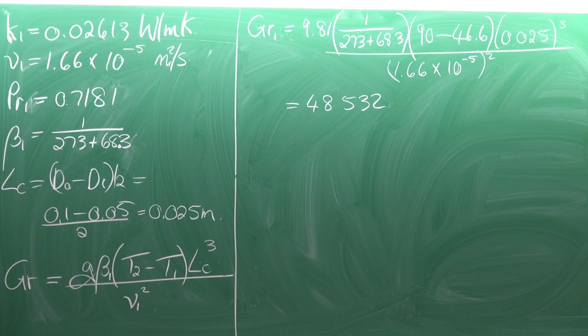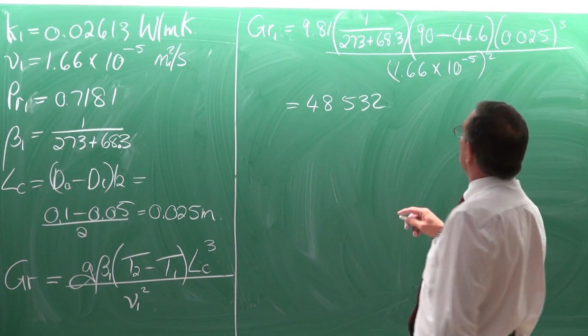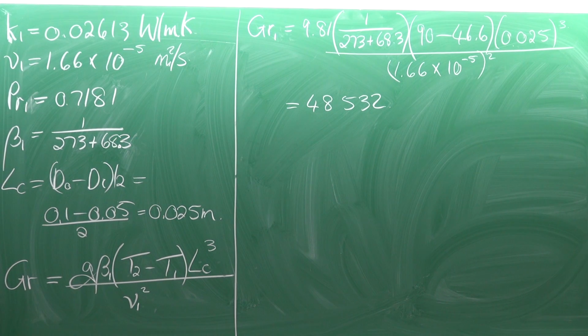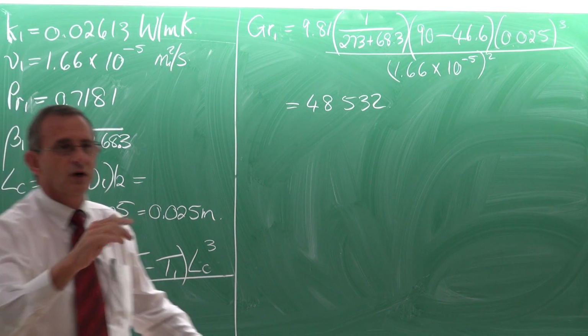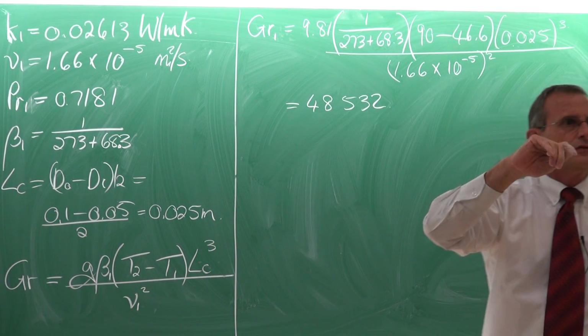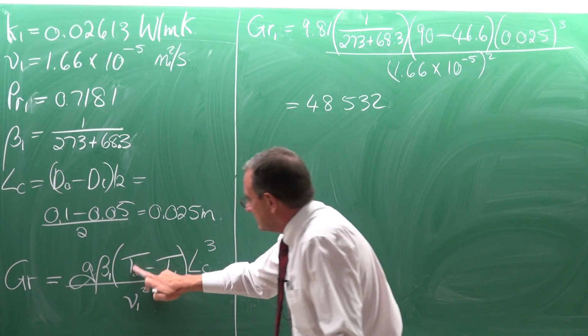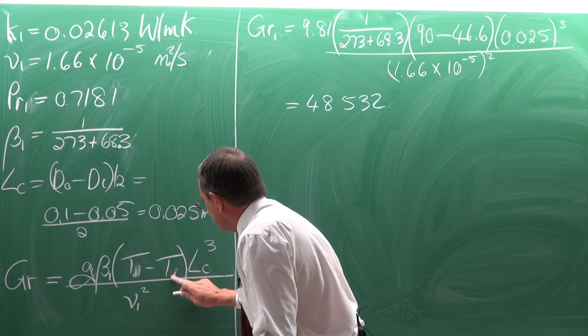Yep. So is it T2 minus T1? It would be the temperature difference between these two, T1 minus T2. So you won't have a negative Grashof number. You'll always just fix them quickly. Okay, so yes, we can change this to T1 minus T2.